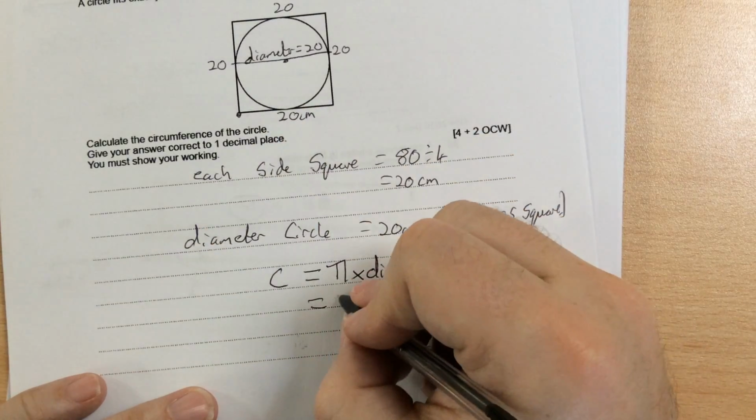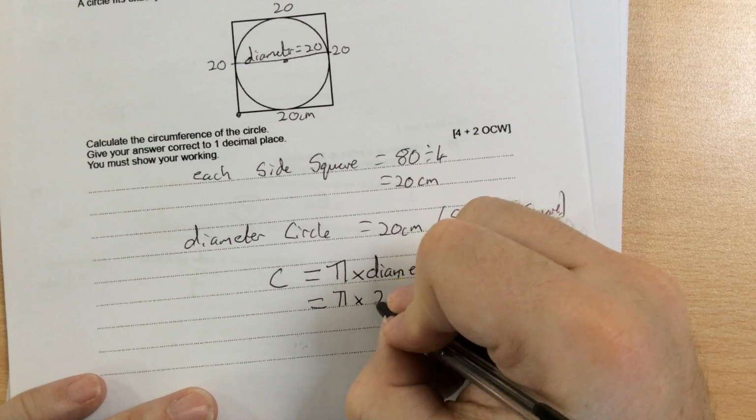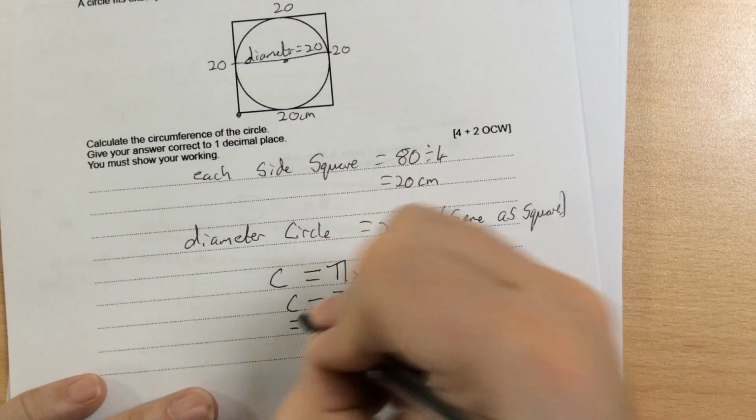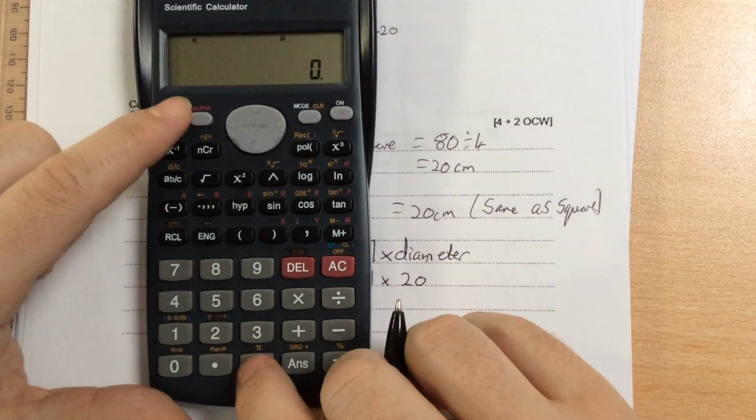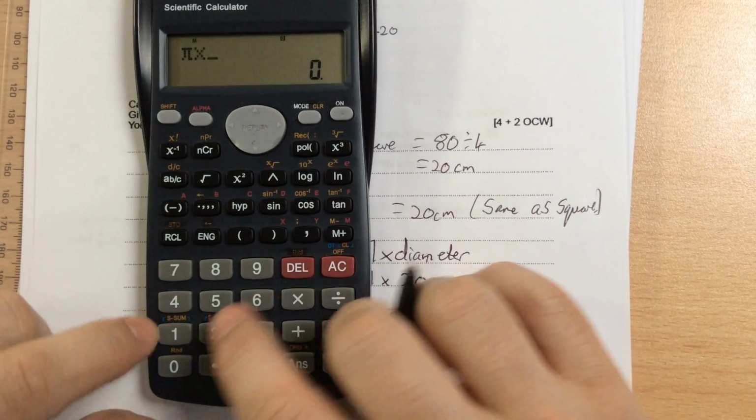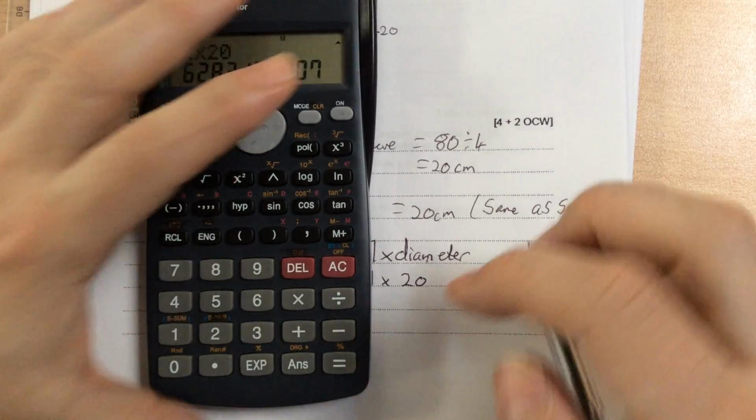So we're going to take pi as the pi button on the calculator. We're going to multiply it by 20. And now we'd find the circumference of a circle. So I'm inputting pi. You could use 3.14 if you wanted to, times 20.